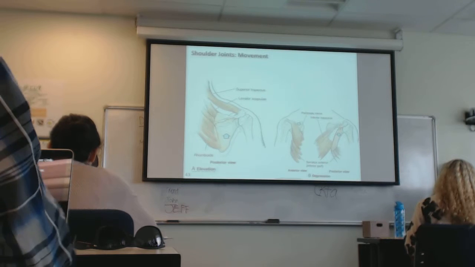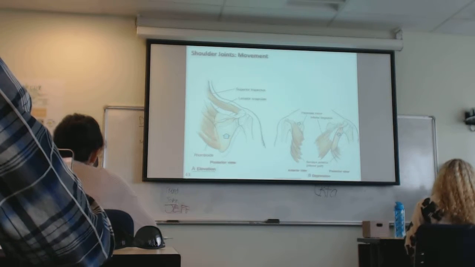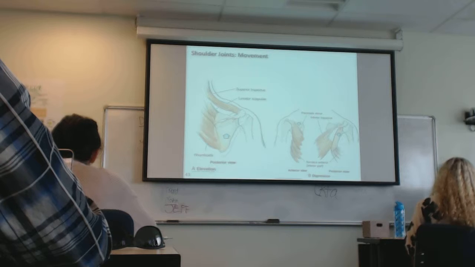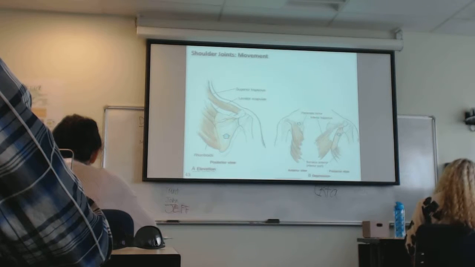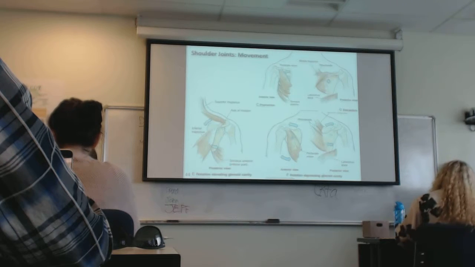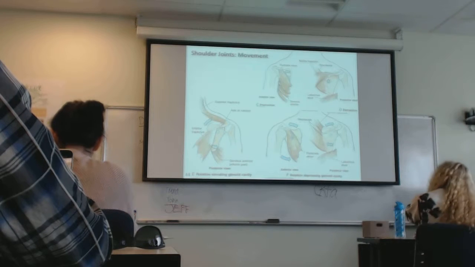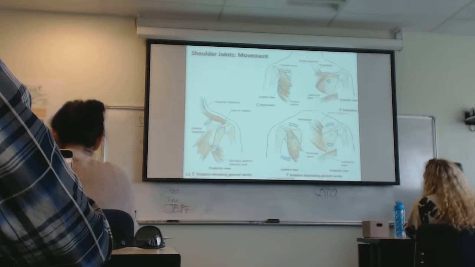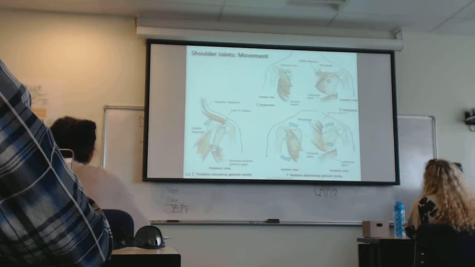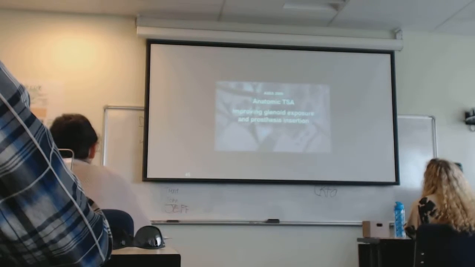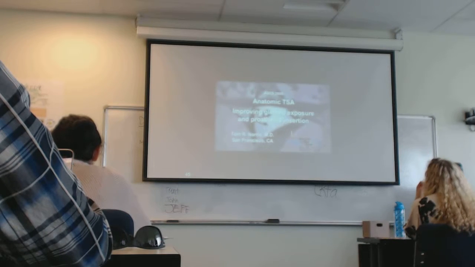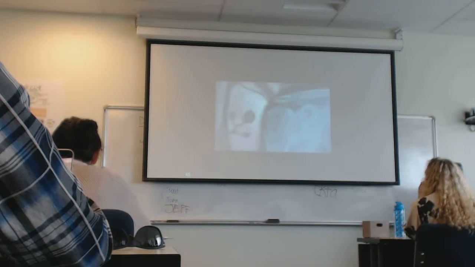All right, so in this illustration, we already saw the motions of the scapula earlier. Here you just see some of the muscles that contribute to elevation and depression of the scapula. Remember, the scapula is also capable of rotation, both lateral and medial rotation. And for example, the rhomboids and the serratus would contribute to that movement. This anatomic total shoulder arthroplasty is aimed at improving glenoid exposure and prosthesis insertion.